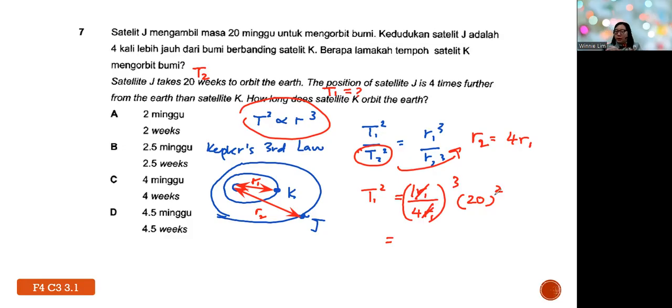Now you press your calculator: 0.25 cubed times 20 squared. You're supposed to get 6.25, but this is T1 squared. You need T1 only, right? So you square root the answer, and hence you get 2.5 weeks.